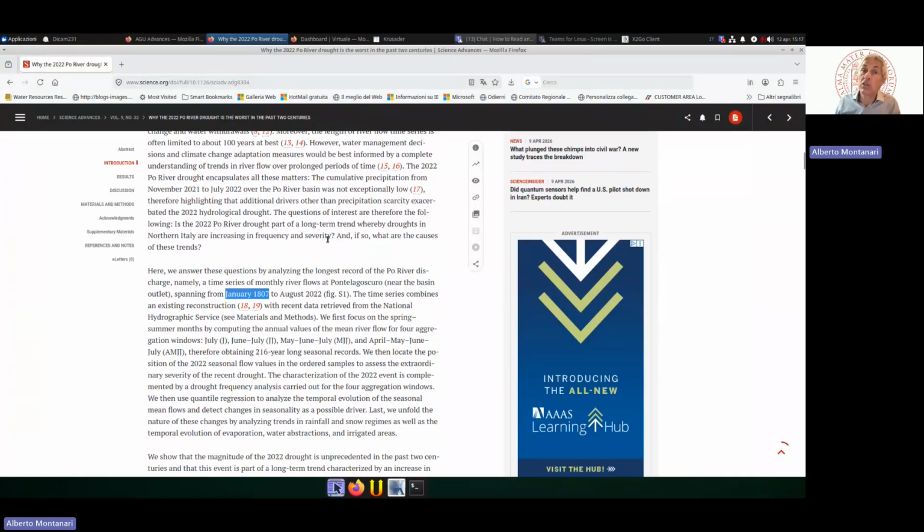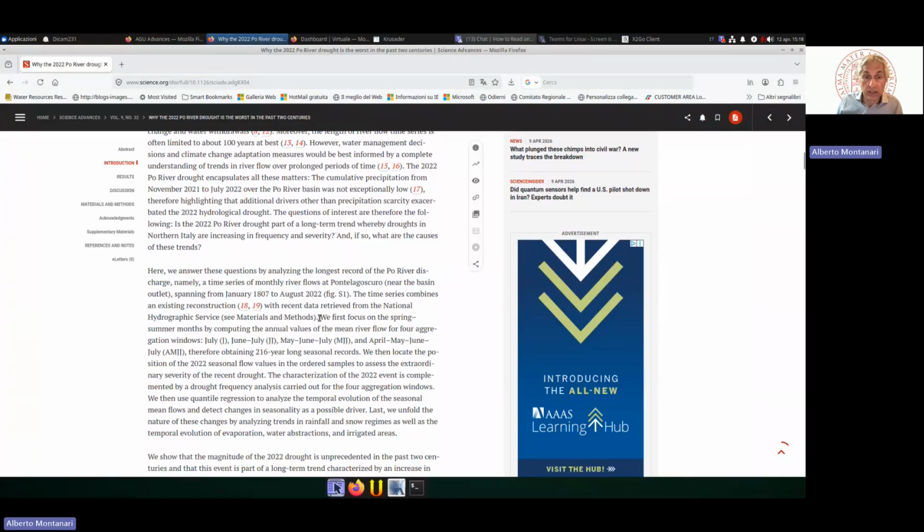So what are the causes? Why was the Po River drought of 2022 so severe? And then I already learned that here the main focus of the paper is an analysis of this long series of historical data. I am an expert of the subject, and therefore I realized that a series of river flows that covers a period of more than 200 years is an exceptional piece of information. We have not many so long series at the global level in the world. We don't have many of them. So I understand what is the main interest of the paper.